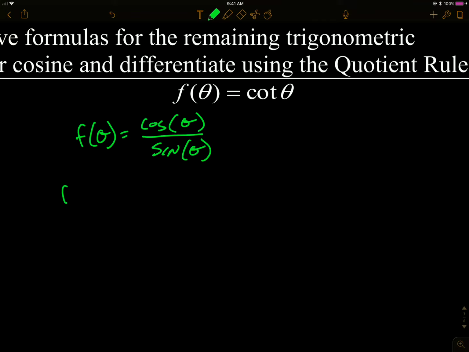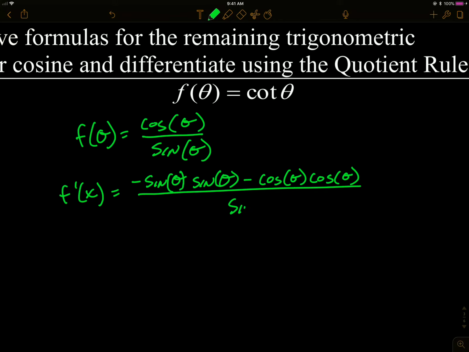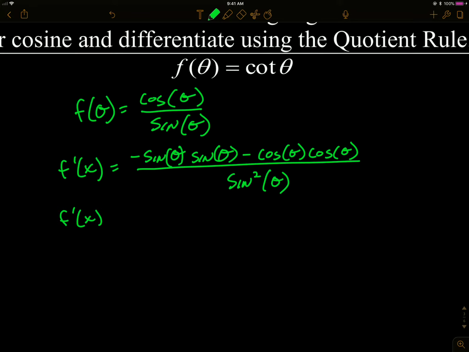I can do my quotient rule. The derivative of the numerator times recopy the denominator, minus recopy the numerator times the derivative of the denominator, all over denominator squared. If I look at my first term and multiply what I can, I get a negative sine squared theta. If I do the same in my second term, I get a minus cosine squared theta.